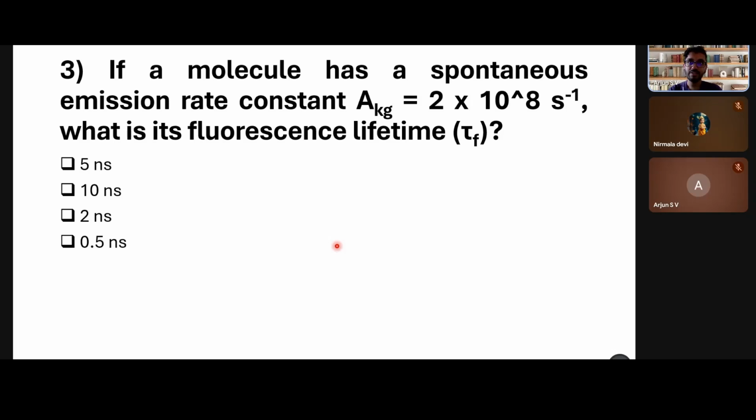So we have a molecule here. It has a spontaneous emission rate constant, which is AKG, which we all know, and the value is given by 2 into 10 power 8 per second. So we just have to find out what is its fluorescence lifetime, which is tau f. So the options are 5 nanosecond, 10 nanosecond, 2 nanosecond, and 0.5 nanosecond. So what will be the formula that you will be applying, and how do you calculate the fluorescence lifetime?